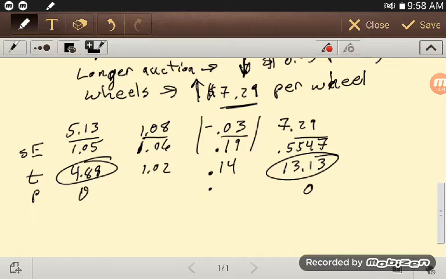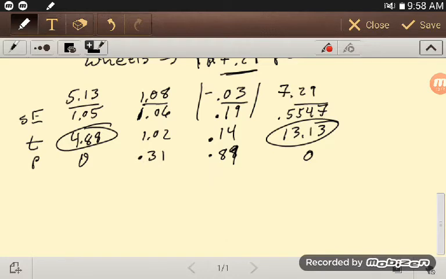But the p-value here is 0.88 or 0.89, and the p-value here is about 0.31. And so those slopes are not significant. So how might we handle this? Well, what we want to do is examine removing some of these variables.